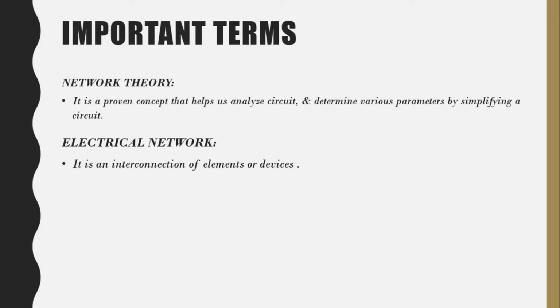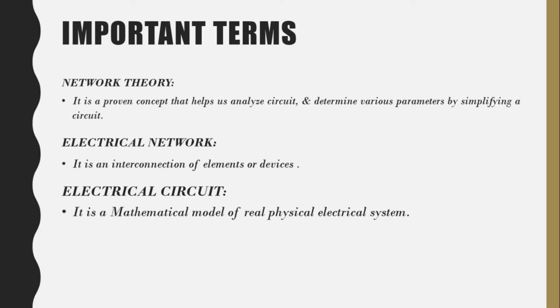Next is an electric circuit. An electric circuit can be said to be a representation of an electrical system. You can say that it is a mathematical model. Now, why is it a mathematical model? Because we write certain equations which show the relation between each and every element present in the circuit. So it is a mathematical model of a real physical electrical system.